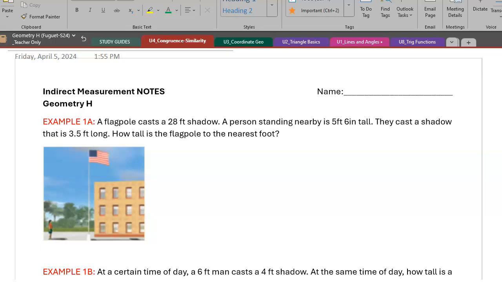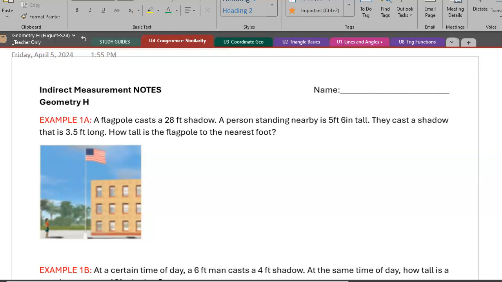Hey everyone, Mr. Fugay here, and in this video we're going to talk about 4 different applications of how we can use similar triangles to measure things in an indirect fashion. In other words, indirect measurement problems. I'm going to show you 4 different problems. After each one, I'm going to try the A example, and then you're going to try the B example, pausing the video and giving it a shot yourself. So let's go ahead and get started.